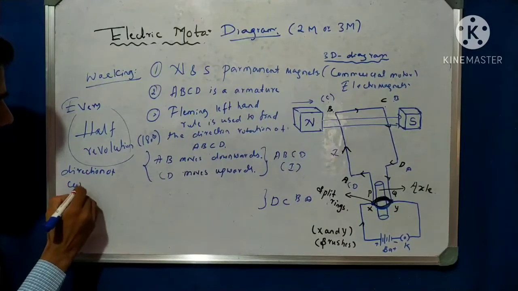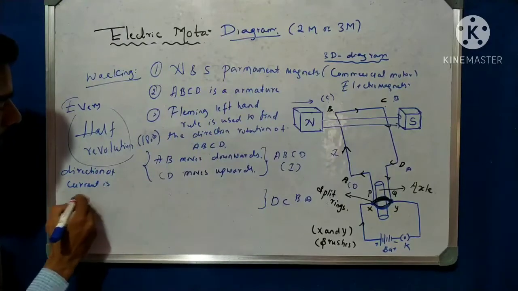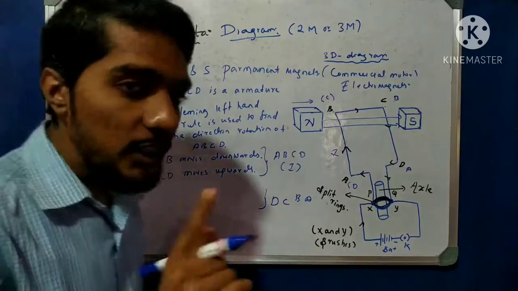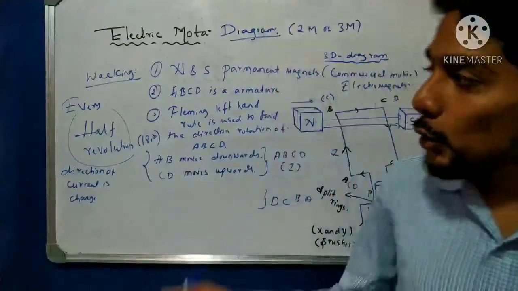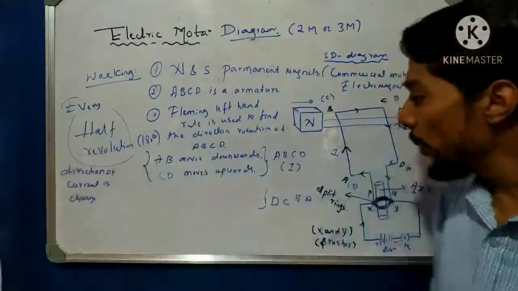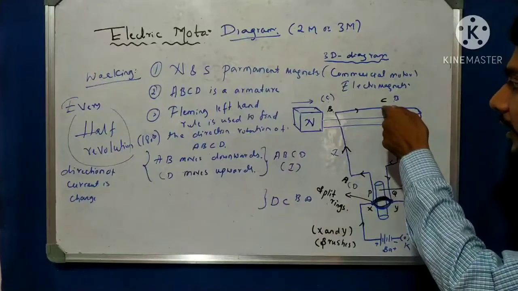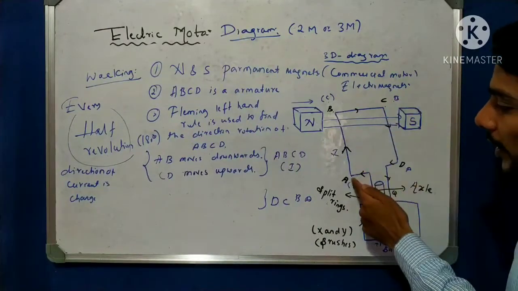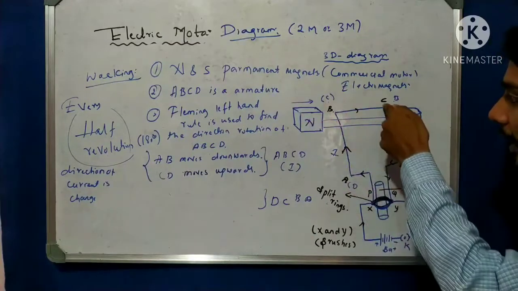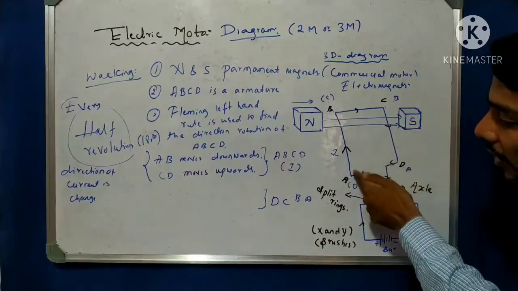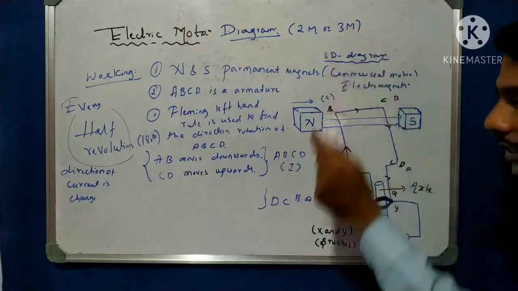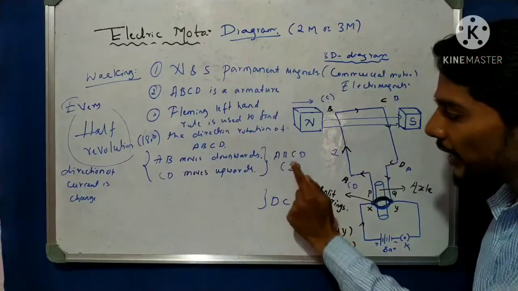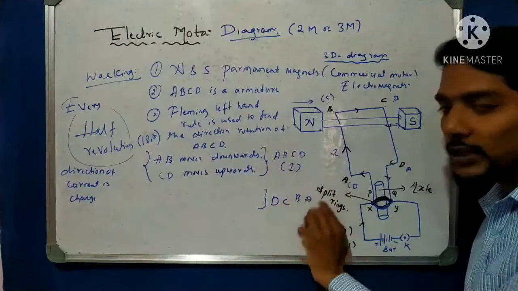Write down: every half rotation, the direction of current changes. How is this possible? Which device is used to make this happen automatically every half rotation? Because in CD, current flows from C to D, but after a half rotation it is D to C, reversed. Here A to B becomes B to A, and here C to D, reversed.